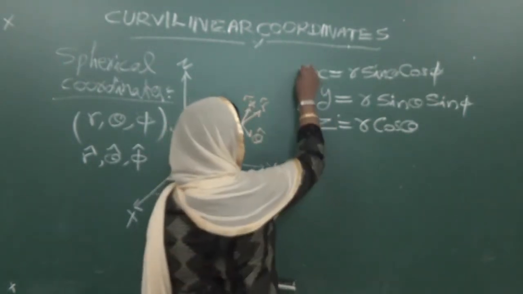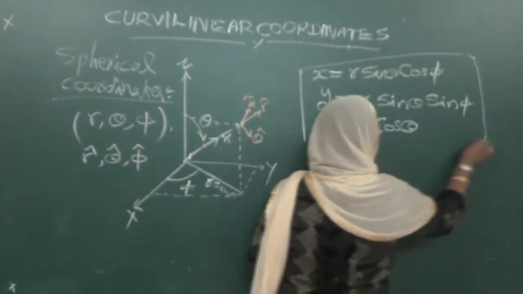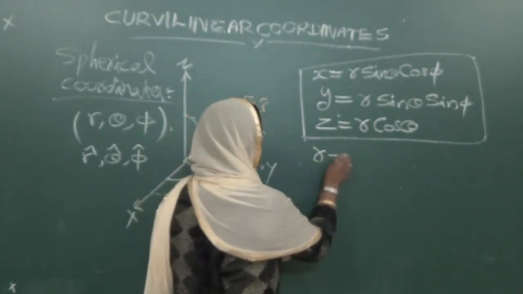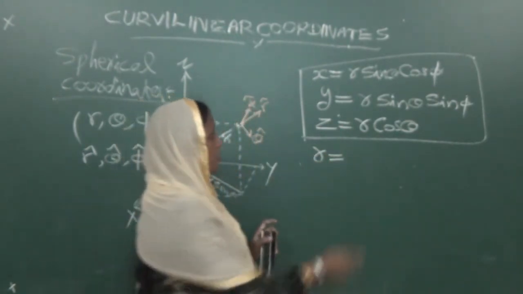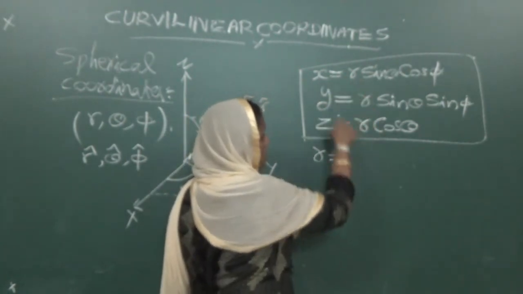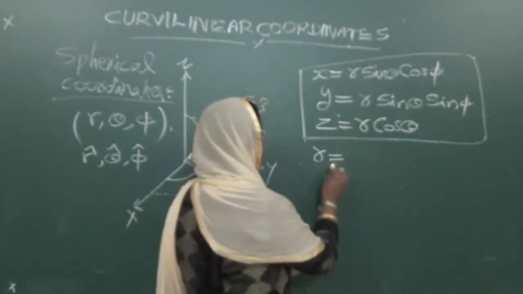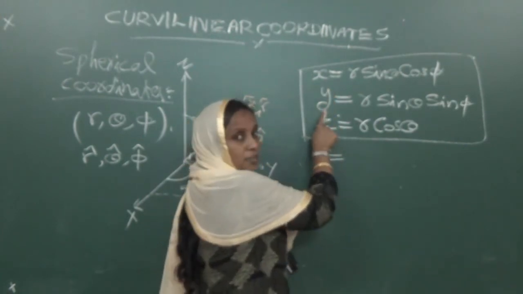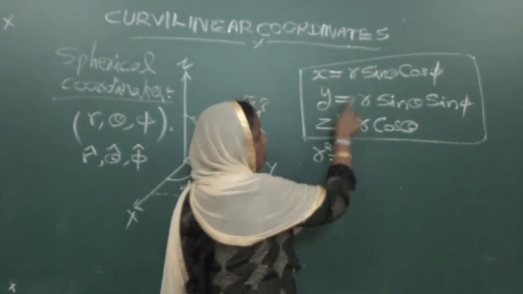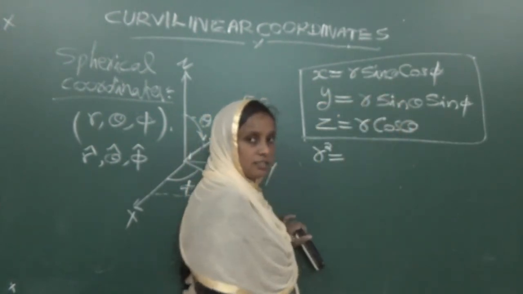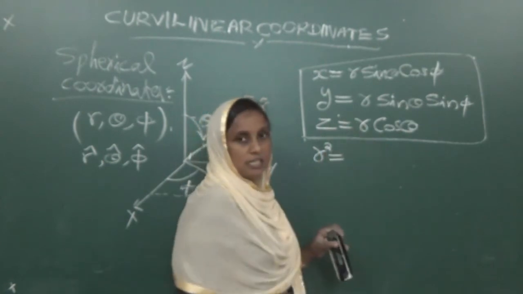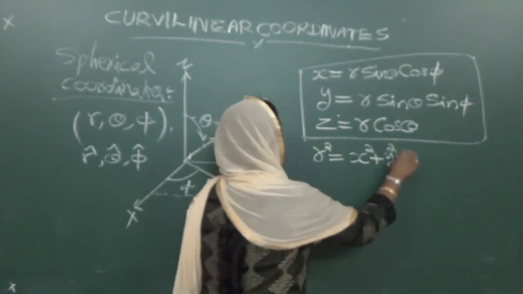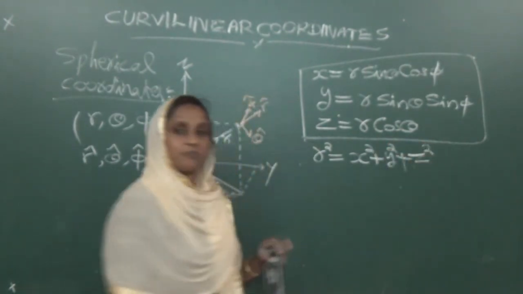Okay, similarly you can find out the inverse relations also. The inverse relations, that is r. How can you find out r? If you square and add these three equations, what do you get? You get x square plus y square, r square sin square theta, plus z square, r square itself. So you can write this r square as x square plus y square plus z square.